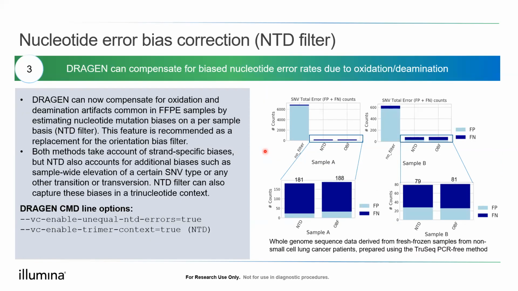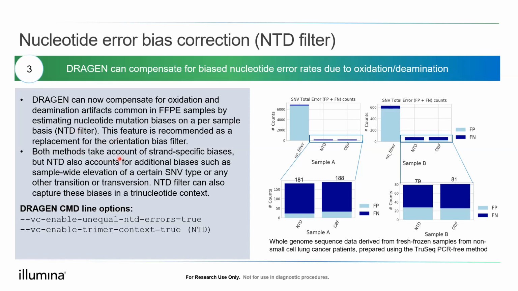Another feature that we are introducing is what we're referring to as a nucleotide error bias correction filter. And again, this filter is specifically targeted for FFPE samples. The issue with FFPE samples is that there are oxidation and deamination effects that need to be addressed, and this is where this new filter comes in. If you are using FFPE samples, you're aware that DRAGEN already has an orientation bias filter. However, we are now saying that you should start using the NTD filter over this orientation bias filter.